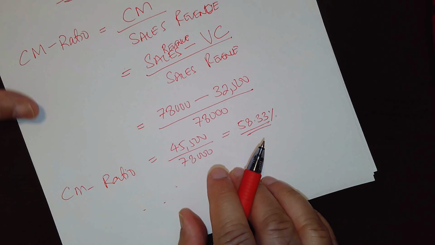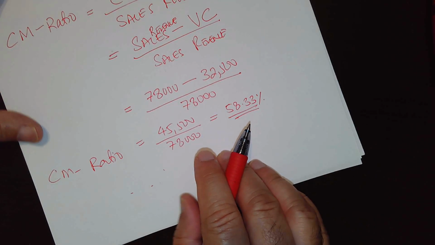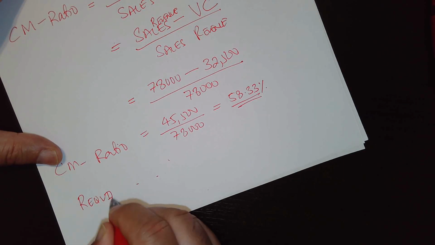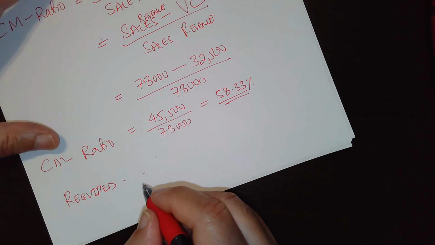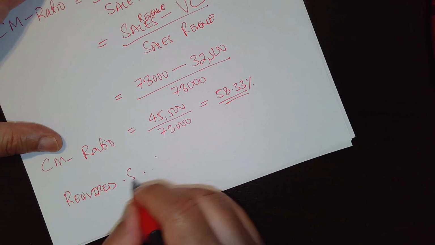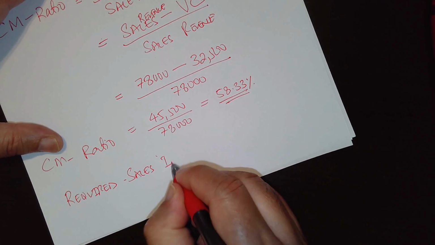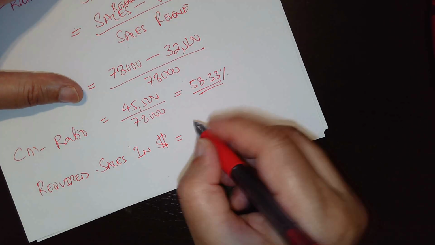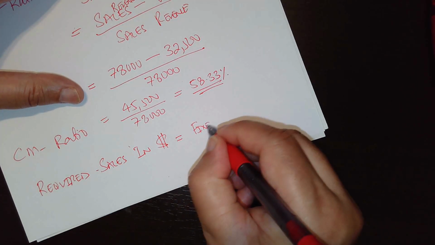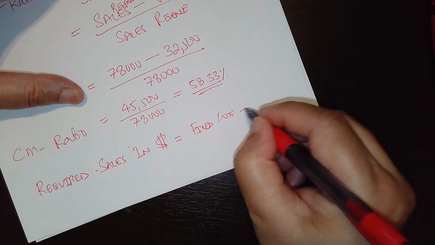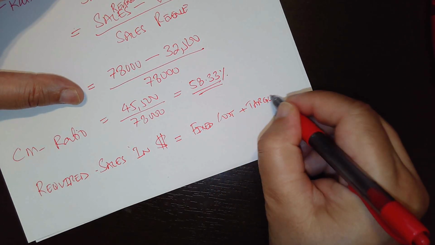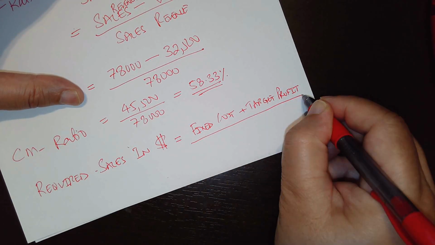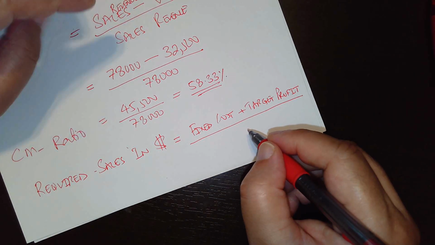Then let's see how we're going to use this number. We are familiar with another formula, called required sales in dollars, which is equal to fixed cost plus target profit divided by contribution margin ratio.